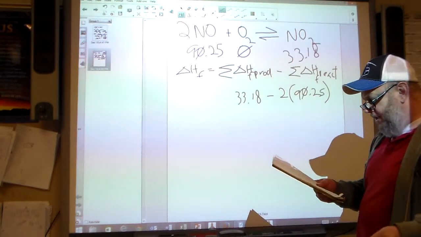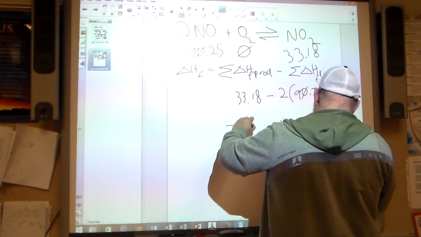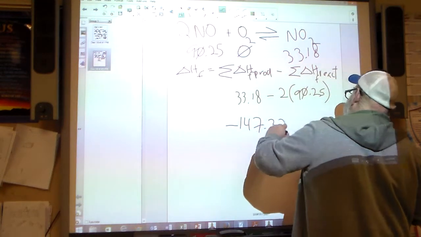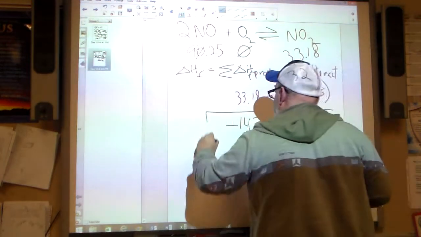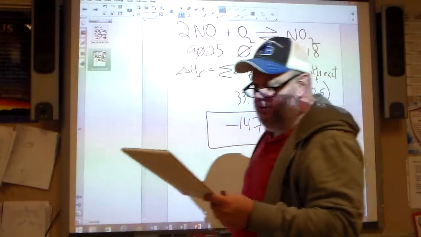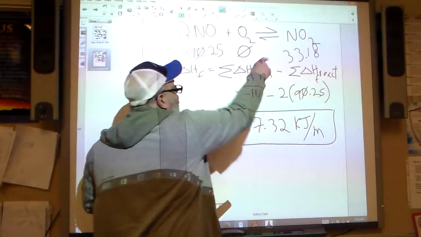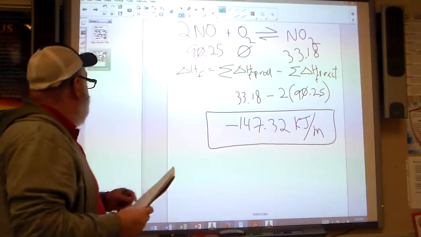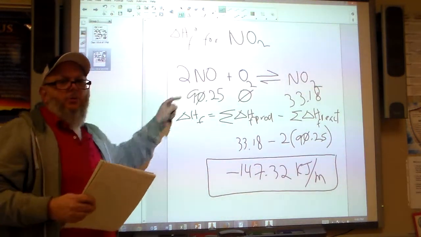So we end up calculating all that, and in the end, we have ourselves negative 147.32 kilojoules per mole. So this is our final answer, dealing with the formation of NO2 given this equation that we started out with at the top. So that's what it would look like.